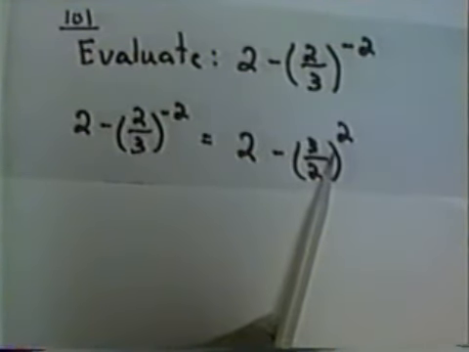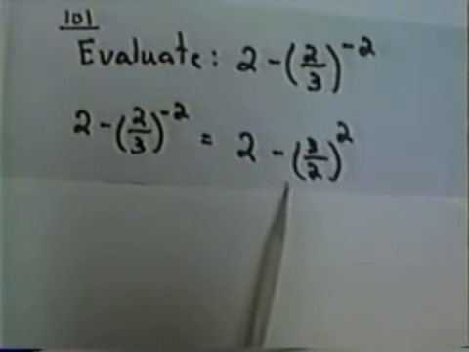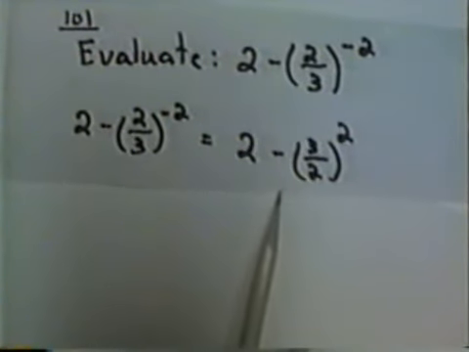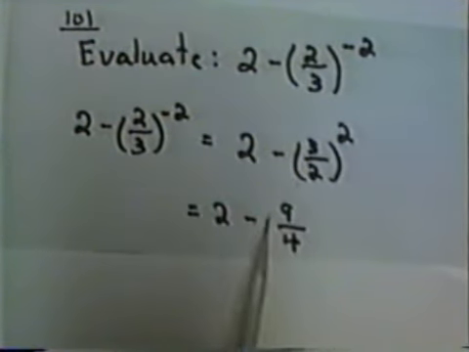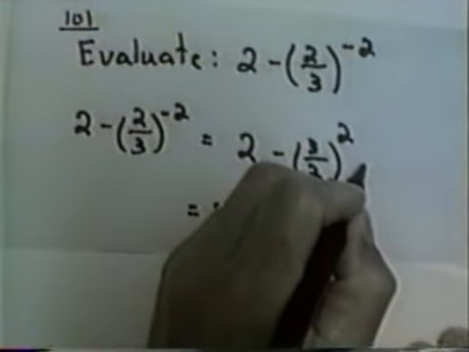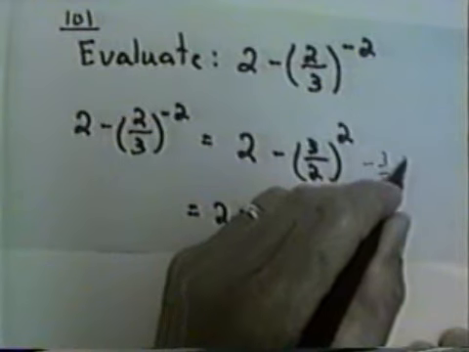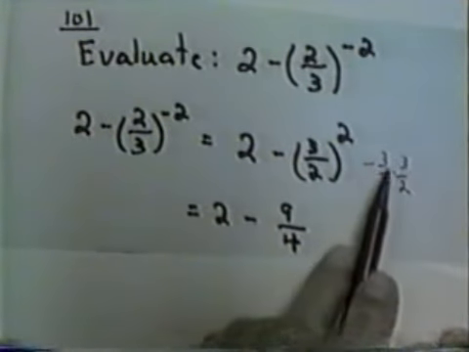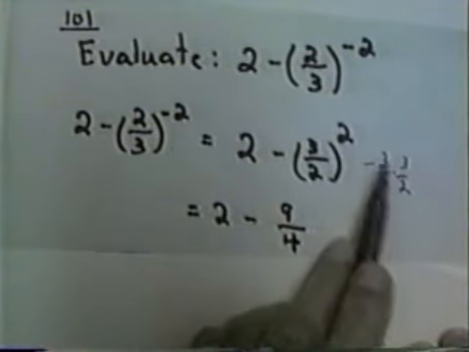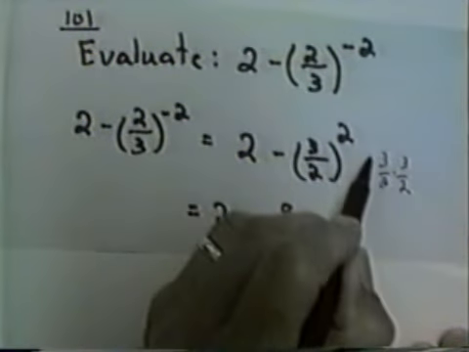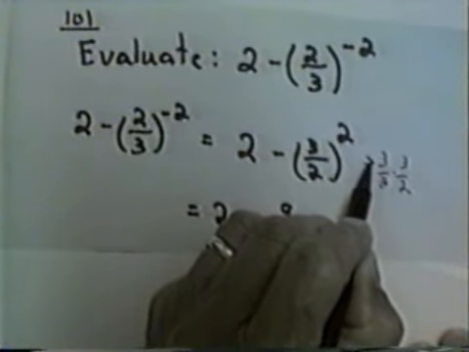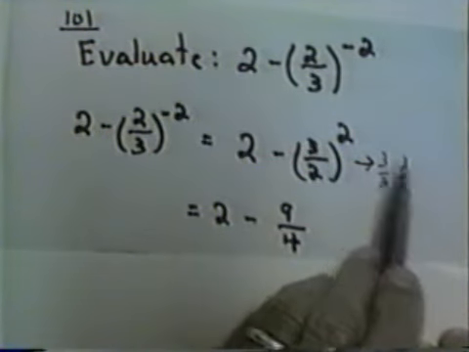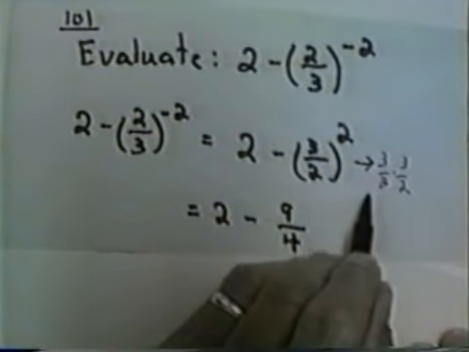But I still have the exponent. I do exponentiation before I do subtraction. So I have to go ahead and do 3/2 squared. Well, 3/2 squared is the same as 9/4, because 3/2 squared is the same as 3/2 times 3/2. Well, 3/2 times 3/2 is 9/4. 3 times 3 is 9. I'm going to put an arrow there so you won't think it is subtraction. 3 times 3 is 9. 2 times 2 is 4.